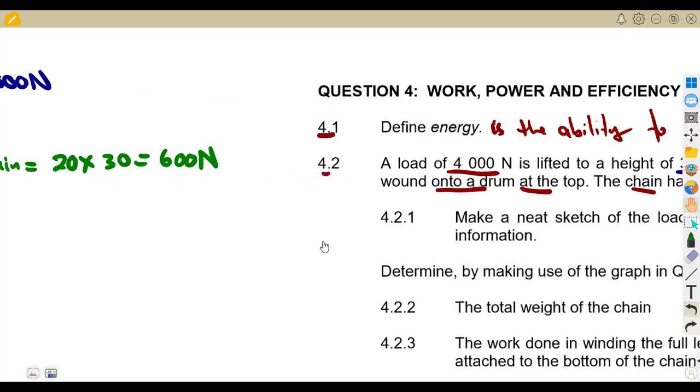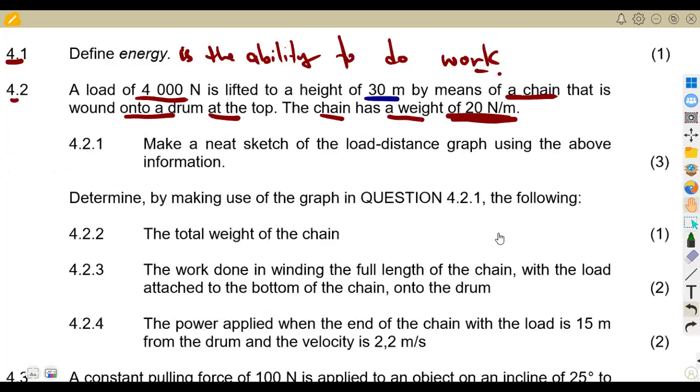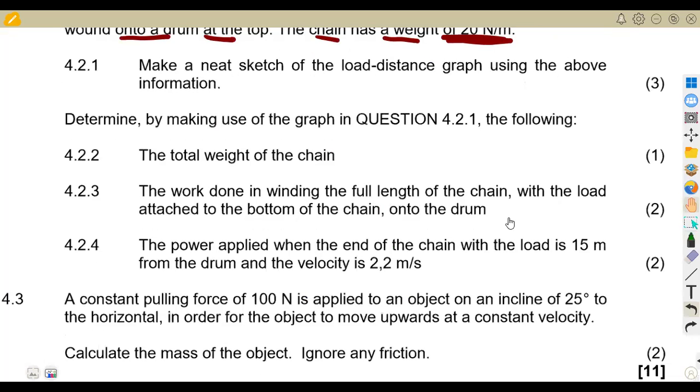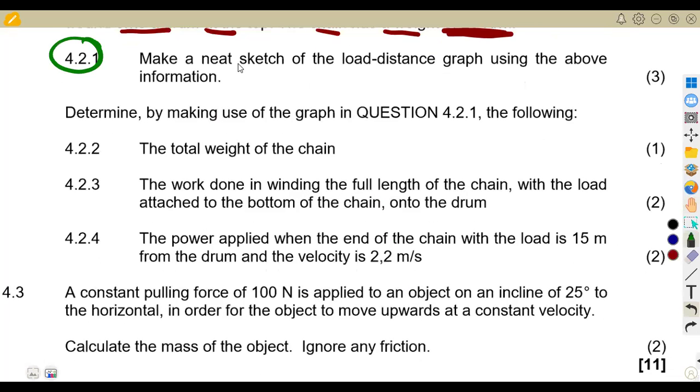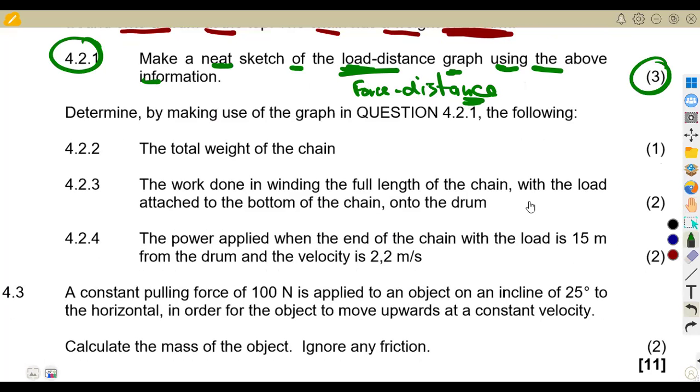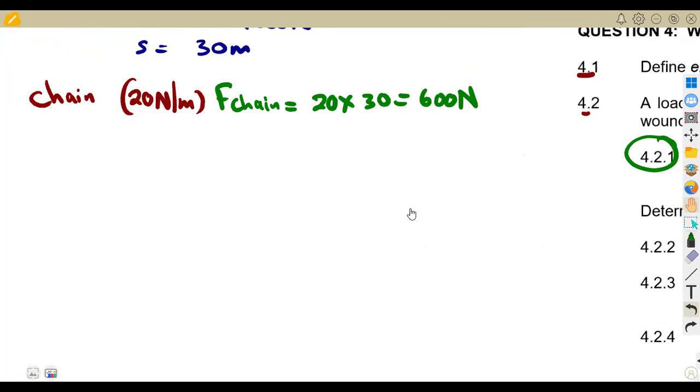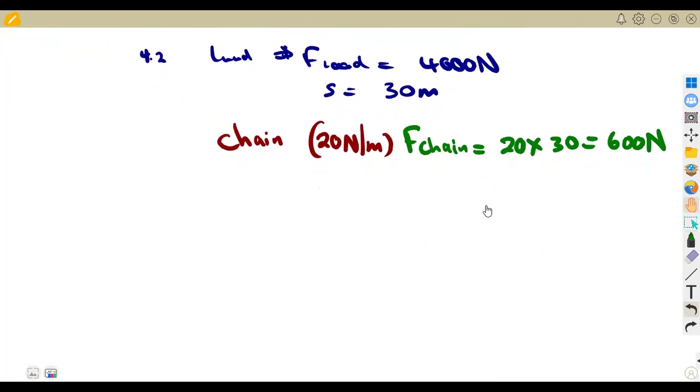So this is not the question. The question is make a neat sketch of the load distance graph. The load distance is load, it's force. So they are simply talking about the force distance graph, using the above information determined. From the information that we have here, we are supposed to have the diagram.